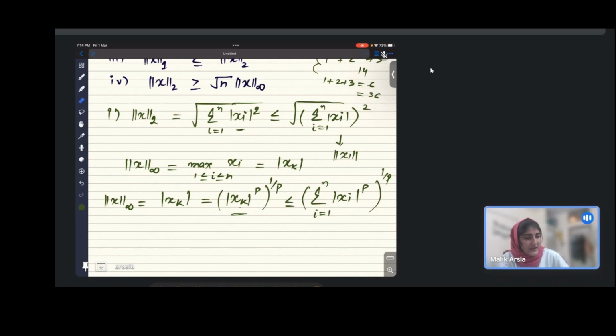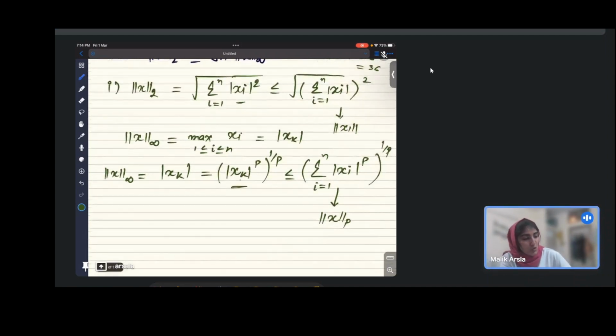So from here we arrive at this. And next, this thing is nothing but the P norm of x. So from here, it implies that the infinity norm of x is less than or equal to the P norm of x. This is the second result we arrive at.